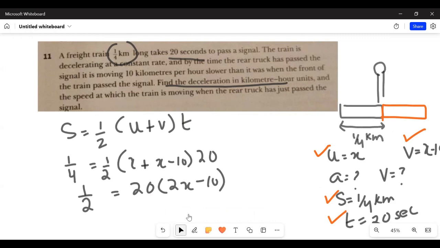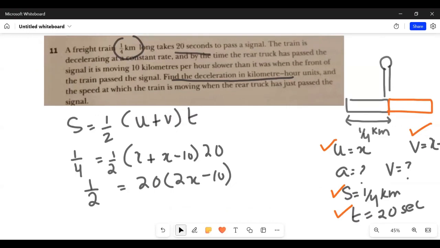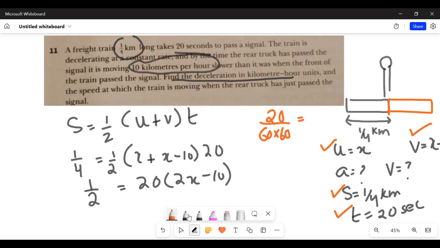One second. 10 kilometers per hour. Yeah, so this is in hours per hour. So that means the time has to be in hours as well. So 20 seconds would be 20 divided by 60 into 60. So this would be 20 seconds in hours, divided by 60 twice.